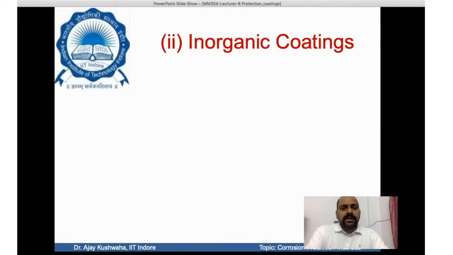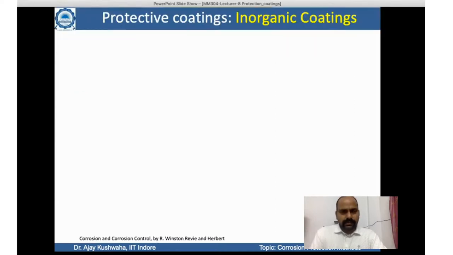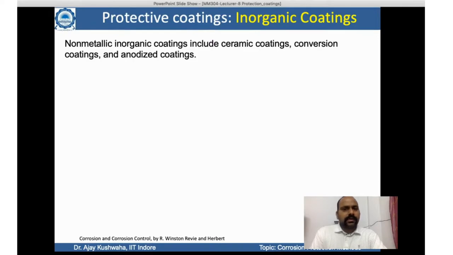So that was about the metallic coating. The second point was the inorganic coating. Here inorganic materials such as metal oxides are usually coated over the metal or metal alloy to protect it from corrosion. So inorganic coating is non-metallic. Inorganic coating includes ceramic coatings, conversion coatings, and anodized coating. So you can categorize them by these names.